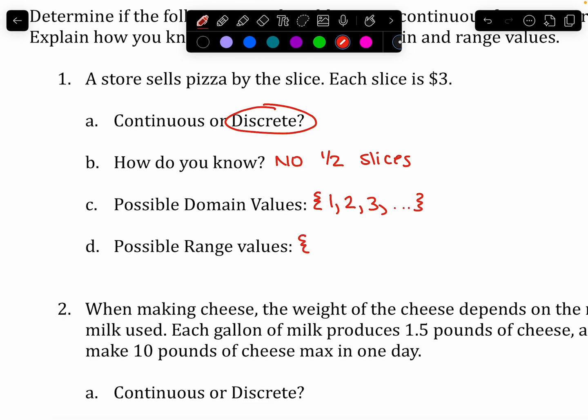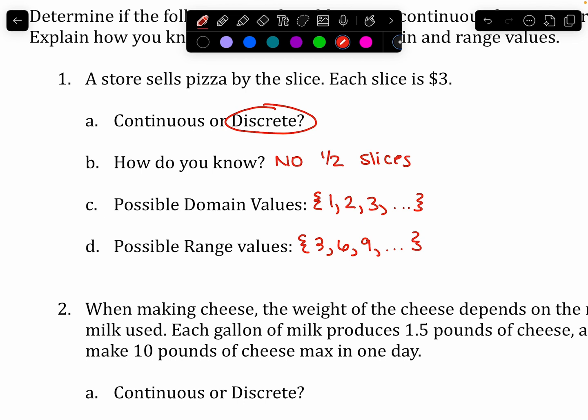Now, if I bought 1 slice of pizza, that would be $3, which is going to be my range, okay? If I bought 2 slices of pizza, that would be $6. If I bought 3 slices of pizza, that would be $9. And again, it's going to depend on the domain values, or the number of slices of pizza that you buy, okay?